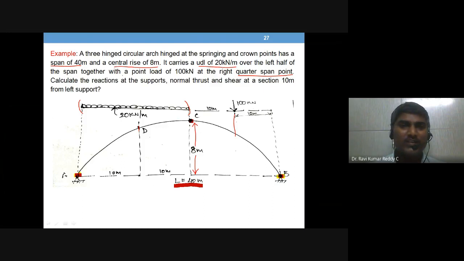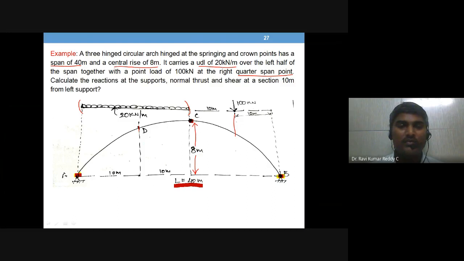So what he said, point load 100 kilonewton at the right quarter span point. So this is the left quarter span point. This is the right quarter span point. So there 100 kilonewton is applied. Quarter span is nothing but 10 meters, because span is 40, you make it 1 by 4. Then what is asked? So this is the given data.